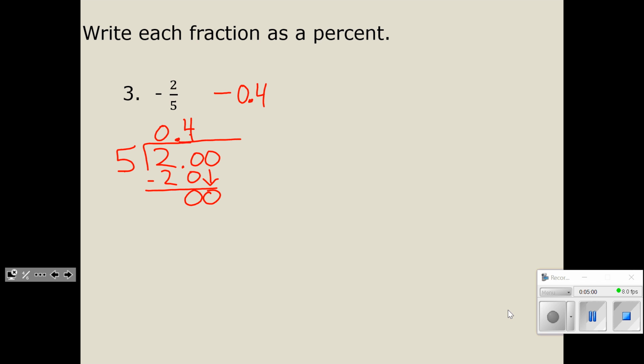But we have to change that to a percent. So to change a decimal to a percent, you're going to move the decimal over to the right 2 times because we're multiplying it by 100. And so that will equal 40%.